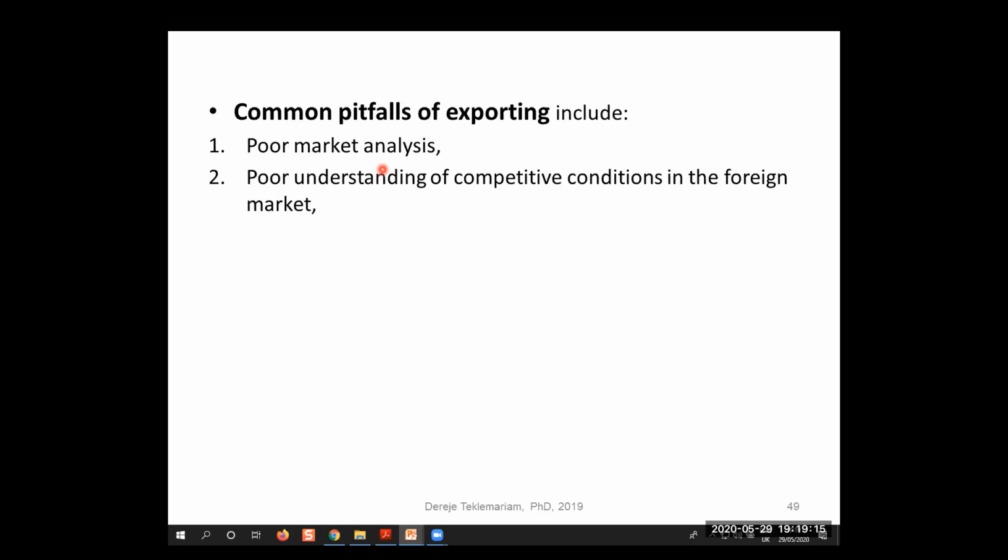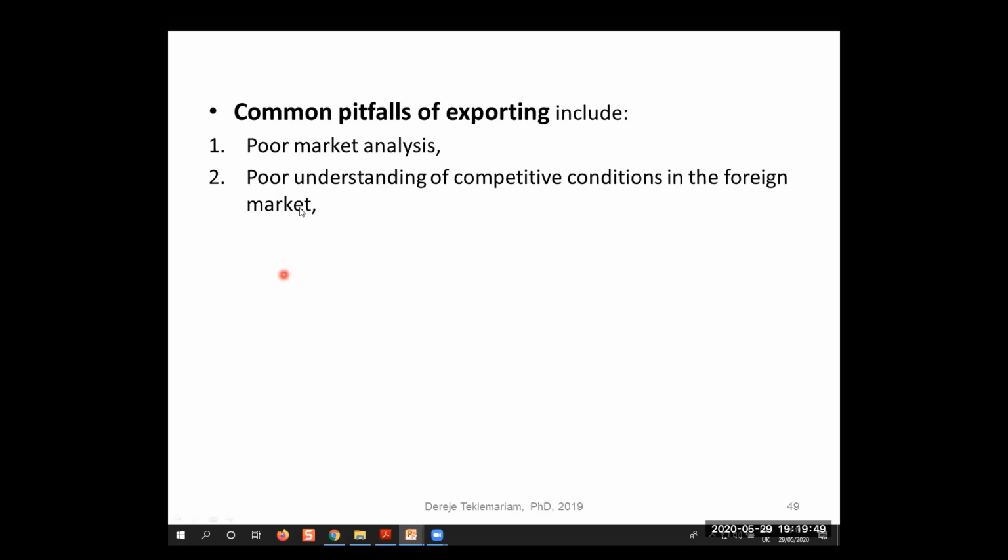And the third P is promotion, what type of promotion or marketing communication style. And the fourth one is placing, which is the best way of distribution. So all these market analyses should be well done. If it's not well done, definitely that will be a pitfall and many of the exporters are really failing. I tell you, a major reason for the failure of exporting companies is poor market analysis and overestimation in their hope.